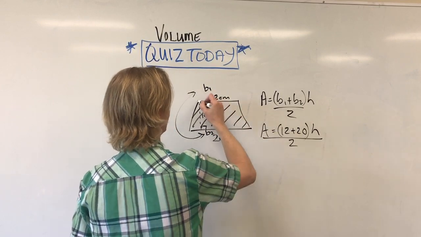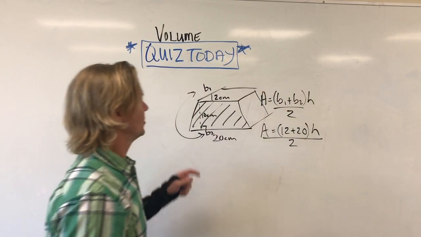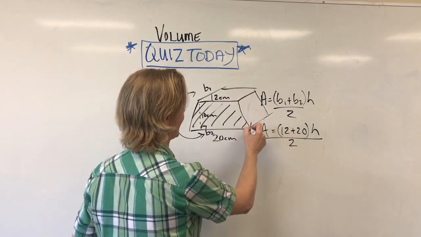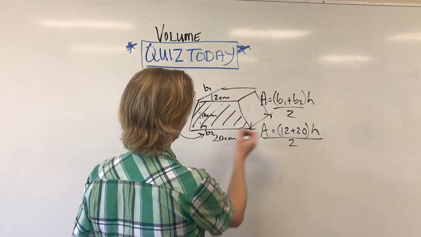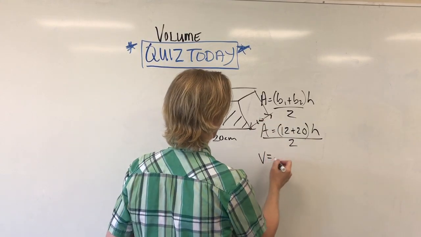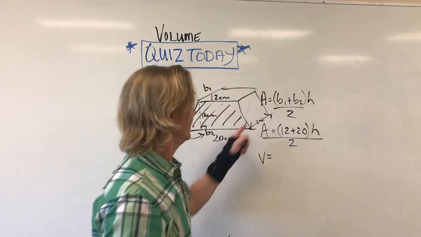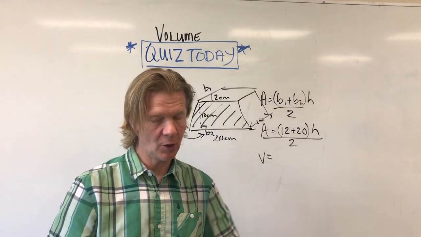Now if this was in prism form, not prison, prism form, then you would just multiply that by the other dimensions. So maybe this is 10 centimeters over here too, right? So the volume would then be whatever this equals times the depth of it. And that's as far as I'm going to go with that example.